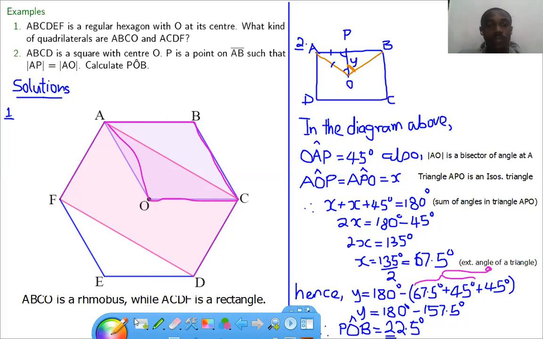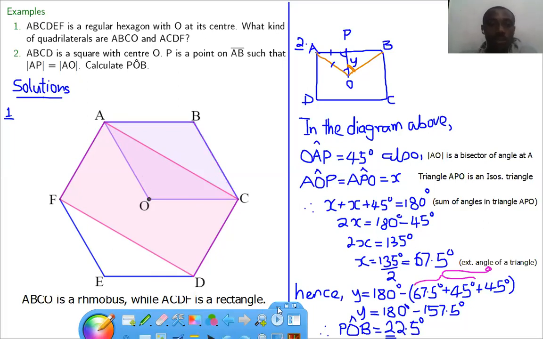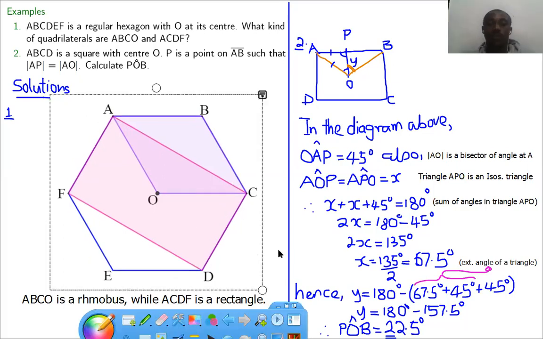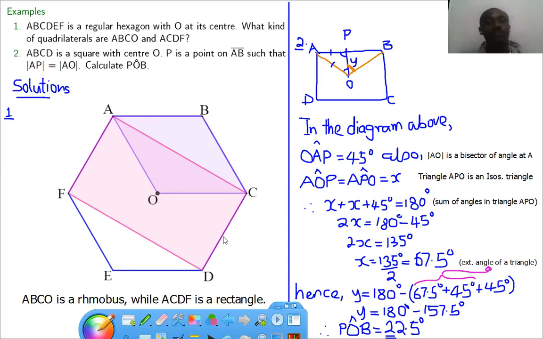Correct. That is fantastic. So that shape is a rhombus. Good. So ABCO is a rhombus, while obviously ACDF is a rectangle. So obvious. I hope you agree with me. Look at the shape carefully again and try to see what I'm seeing. All right? Very simple, very easy.